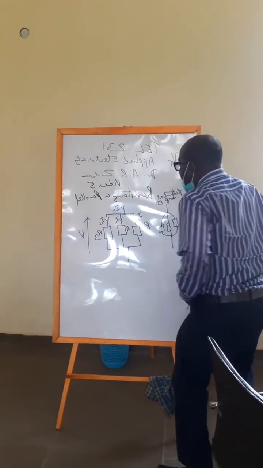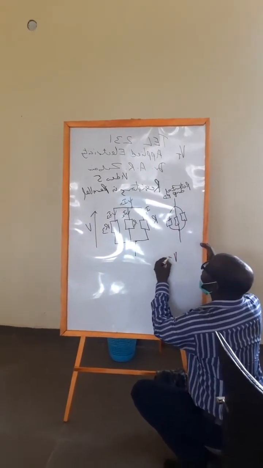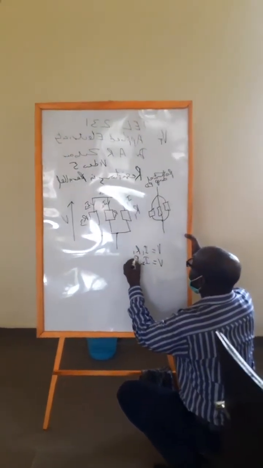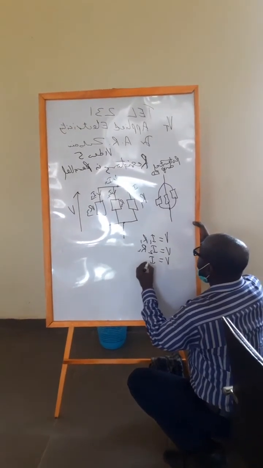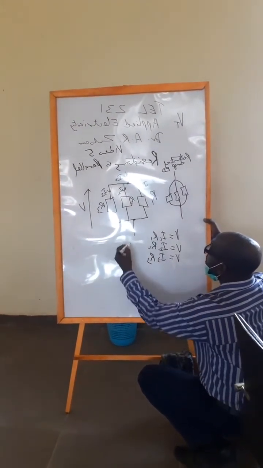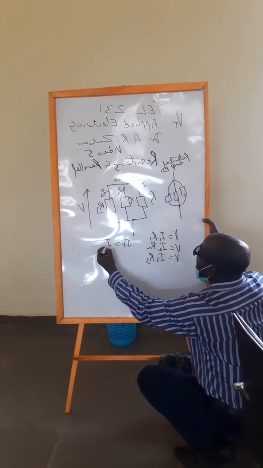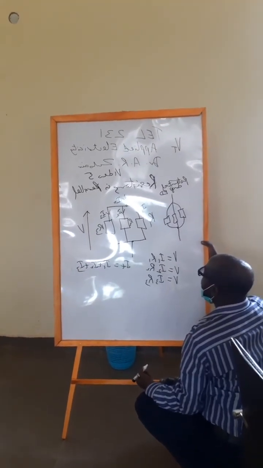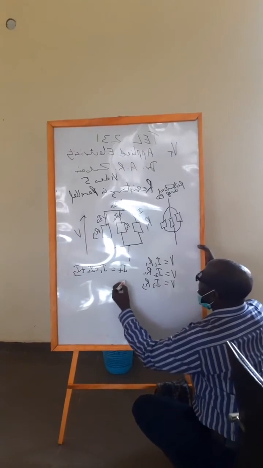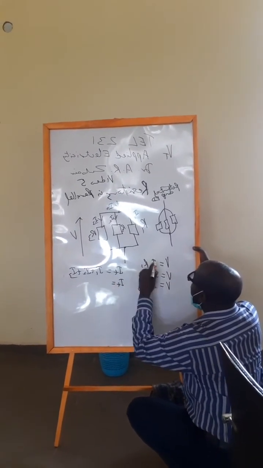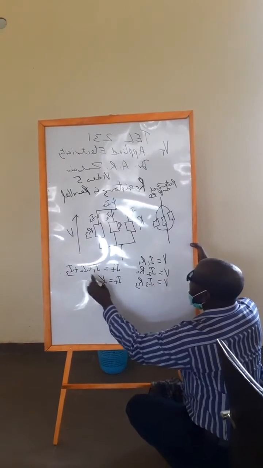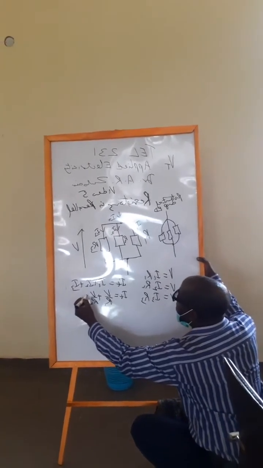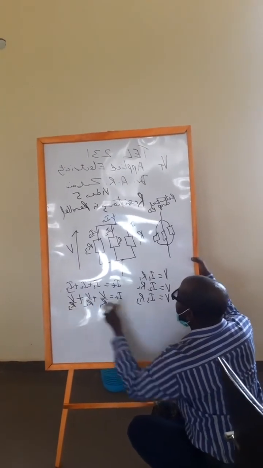Now, we can write that V is equal to I1 R1. The same V is equal to I2 R2. The same V is equal to I3 R3. We can say that I total equals I1 plus I2 plus I3. If that is the case, I total is going to be equal to I1, which is V over R1, plus I2, which is V over R2, plus I3, which is V over R3.